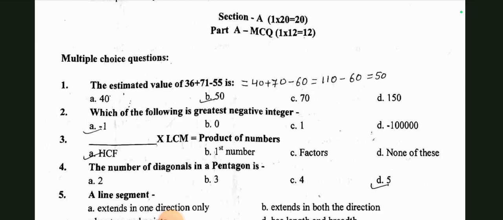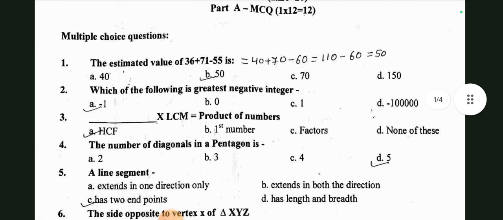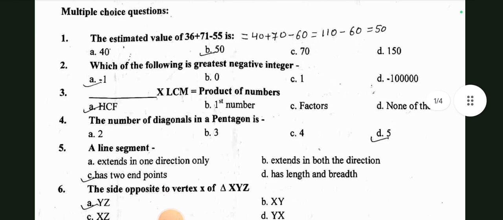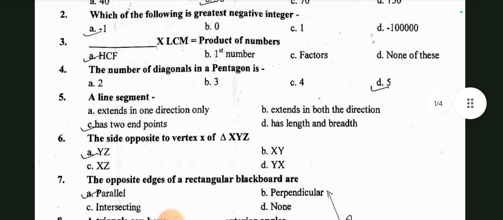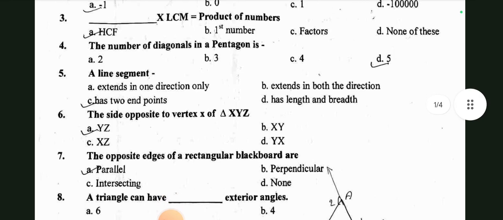Question 4, the number of diagonals in a pentagon is 5. Total number of diagonals in a pentagon, because it is a 5-sided polygon, is 5. So option D is right. Question 5, a line segment has 2 endpoints. So the right option is C. Question 6, the side opposite to vertex X in triangle XYZ is YZ. So the right option is A.